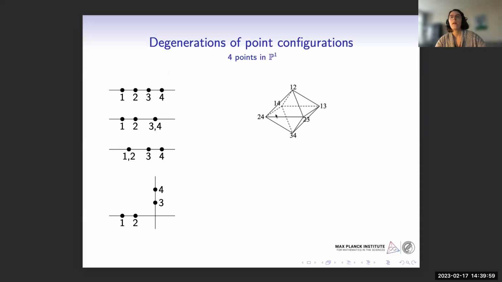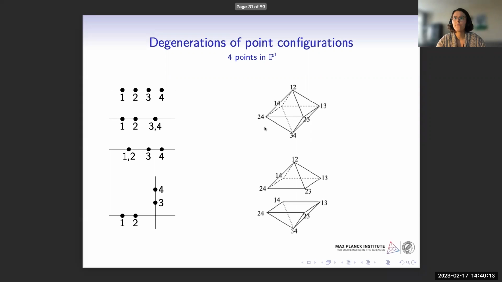Okay. And now what happens if I let 2 of my points collide, say 3 and 4? What happens is that the set 3, 4 is no longer a basis of my matroid. So I will only see the upper half of the pyramid: 1, 2, 1, 4, 2, 4, 3, 4, 2, 4, and 1, 3. And if, on the other hand, I let the points 1 and 2 collide, I will only see the lower half, the lower pyramid.